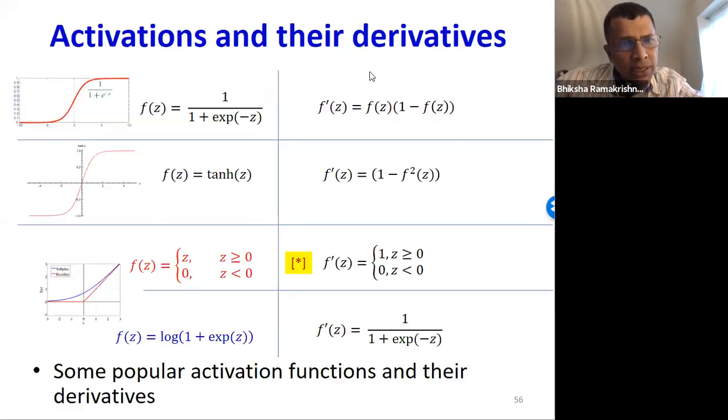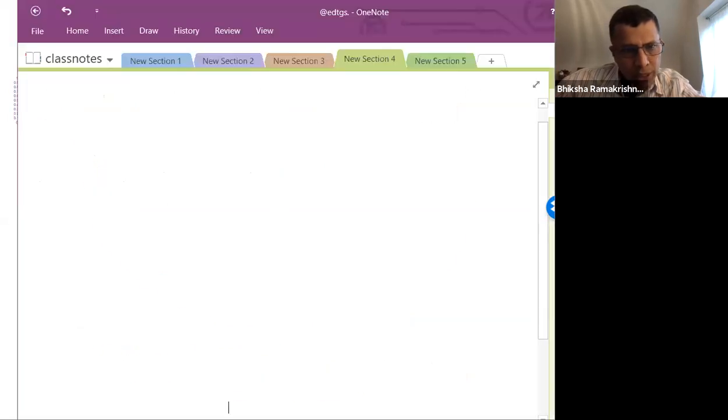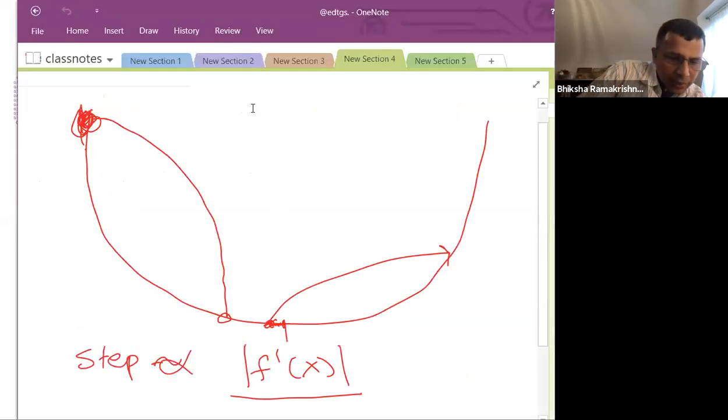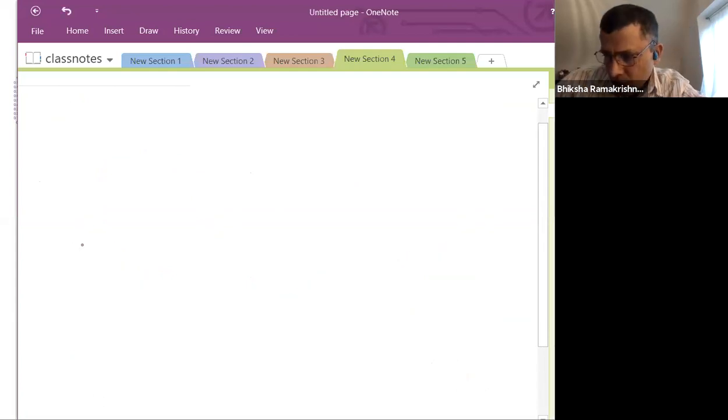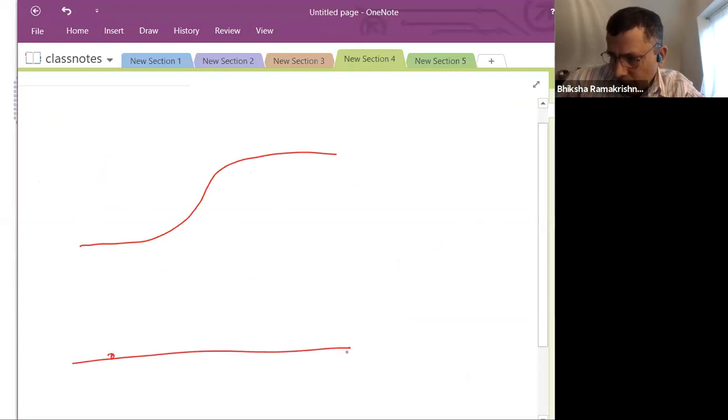Now, here are some typical activations. We've seen the sigmoid before. The sigmoid has this equation. It's 0 at z equals minus infinity. It's 1 at z equals infinity. And it varies smoothly between these two. And the sigmoid, of course, has this property that because of its shape, the derivative out here is 0. The derivative out here is also 0. The peak derivative is at this point. So the sigmoid's derivative is going to look something like this, where the peak derivative is 0.25.